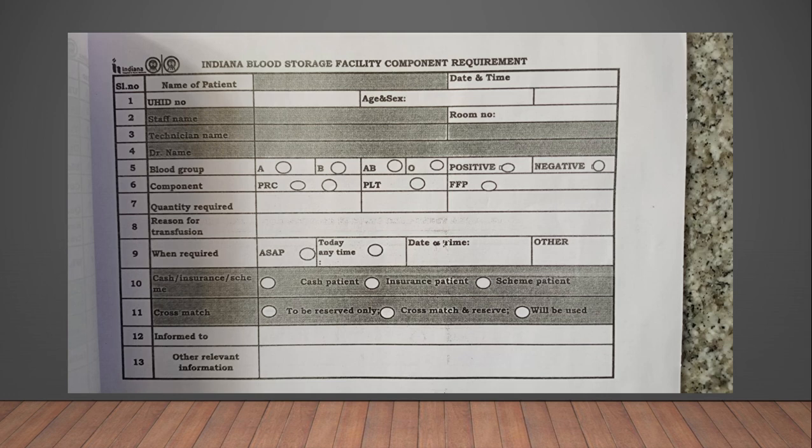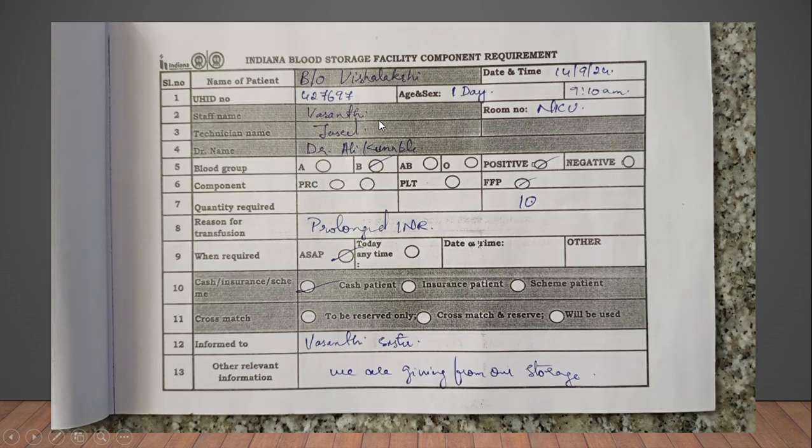So whenever they call, you have to have this particular form which is there in our lab, and you have to enter all the details. For example, you have to enter the name of the patient for which the blood is being asked, write down the date and time at which you are receiving that phone call, the UHID number and age of the patient. Okay, so like this.